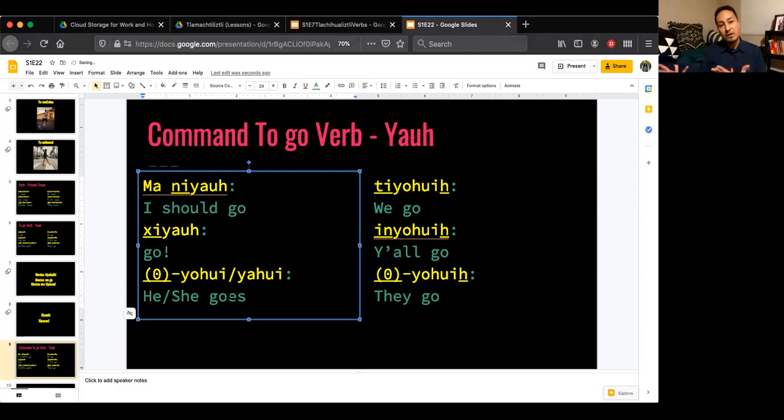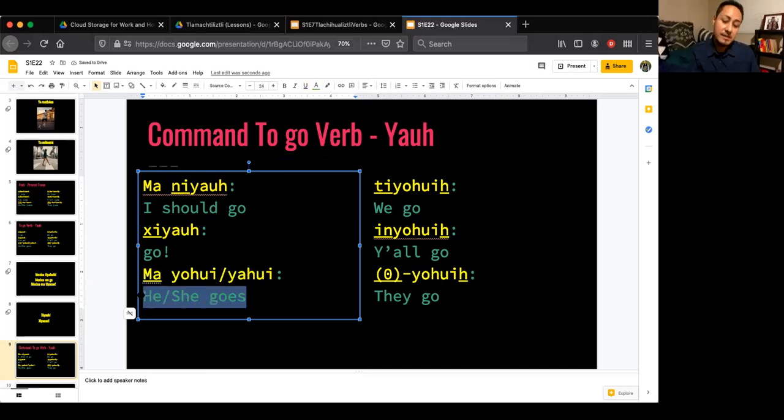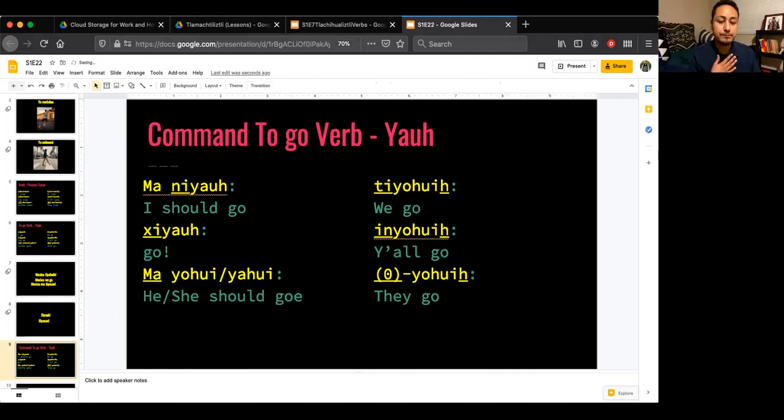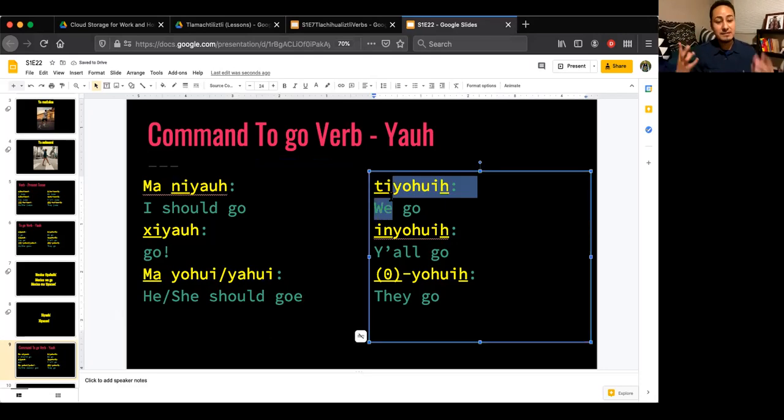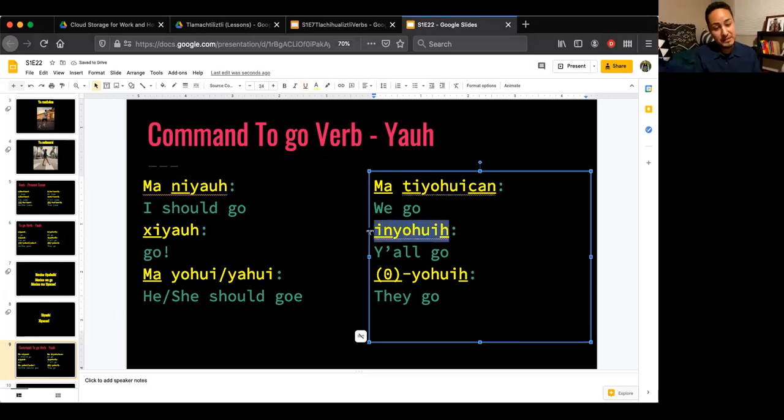And if you want to say, I wish that he would go, you would say mayowi, or mayawi, depending on which variety. So it would be like, may he or she go, or he or she should go. Mayowi. If you want to say, hey, let's go, it would be matiyakan. Matiyakan. And for y'all as a command, it would be shiyakan.